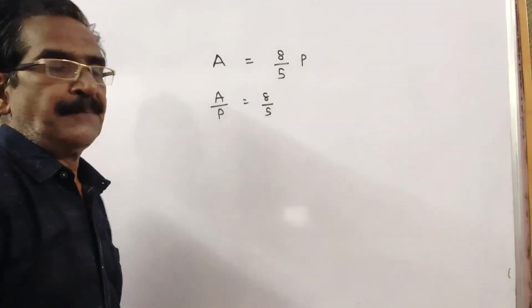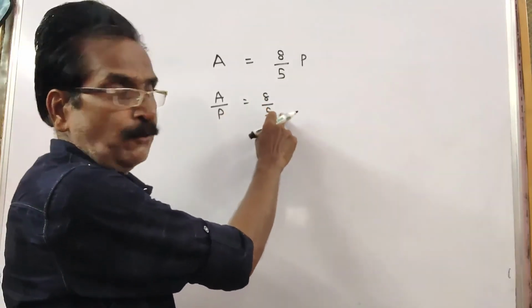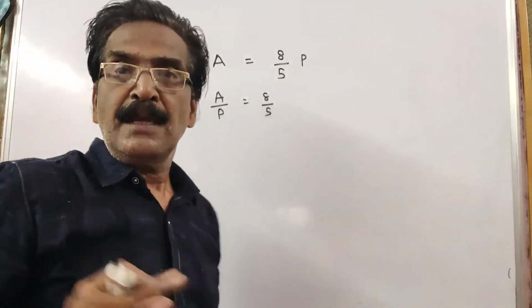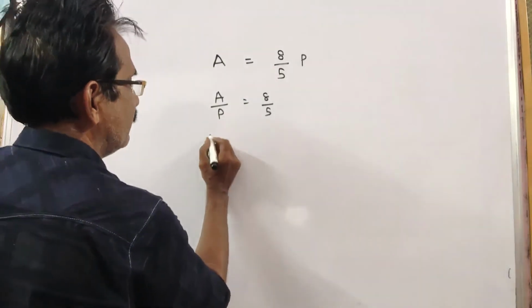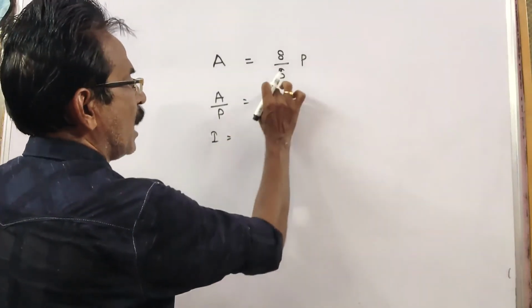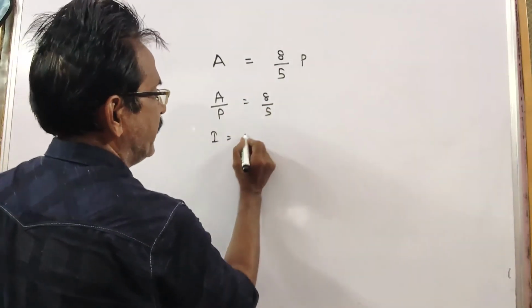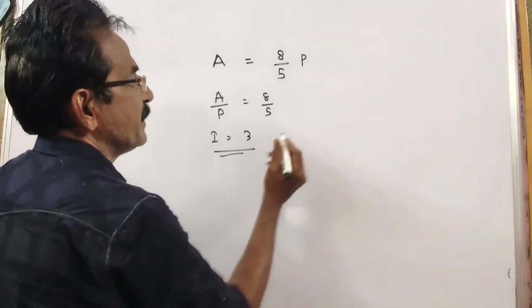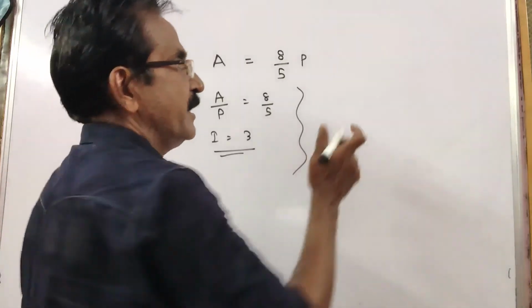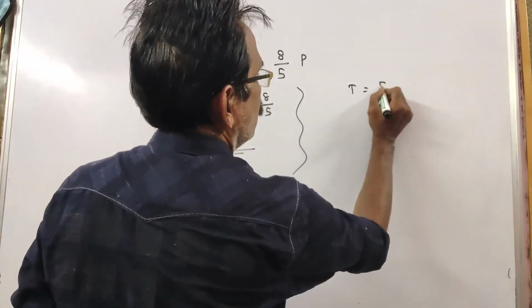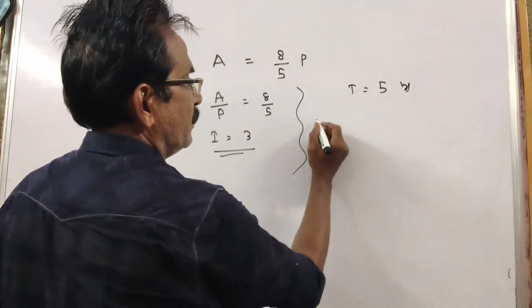A by P is equal to 8 by 5 means principal 5, amount 8. Then what is the interest? Interest is equal to amount minus principal. 8 minus 5, 3. I is 3. Then in 5 years, T is equal to 5 years. Now we have to find R.